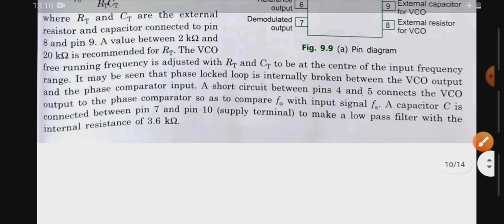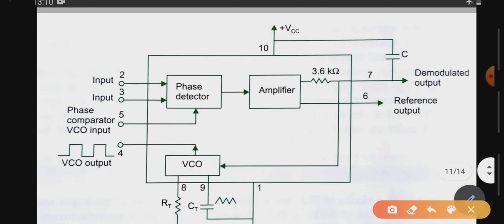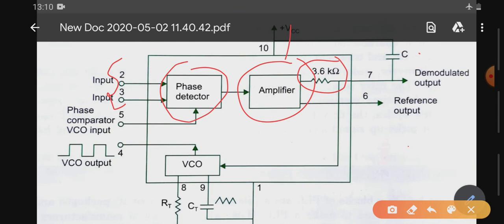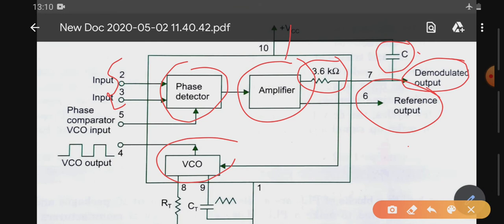Here you can see the internal block diagram of IC 565 also. There is a phase detector to which the input signal is applied at pin number 2 and 3. Pin 10 is VCC. The output of the phase detector is given to the amplifier. An internal resistor of 3 kilo ohm with an external capacitor forms the low pass filter, whose output is available at pin number 7 as a demodulated output, and at pin number 6 we get the reference output voltage. The output of the filter is applied to the VCO, voltage controlled oscillator, which is basically a free running multivibrator whose output is available at pin number 4.